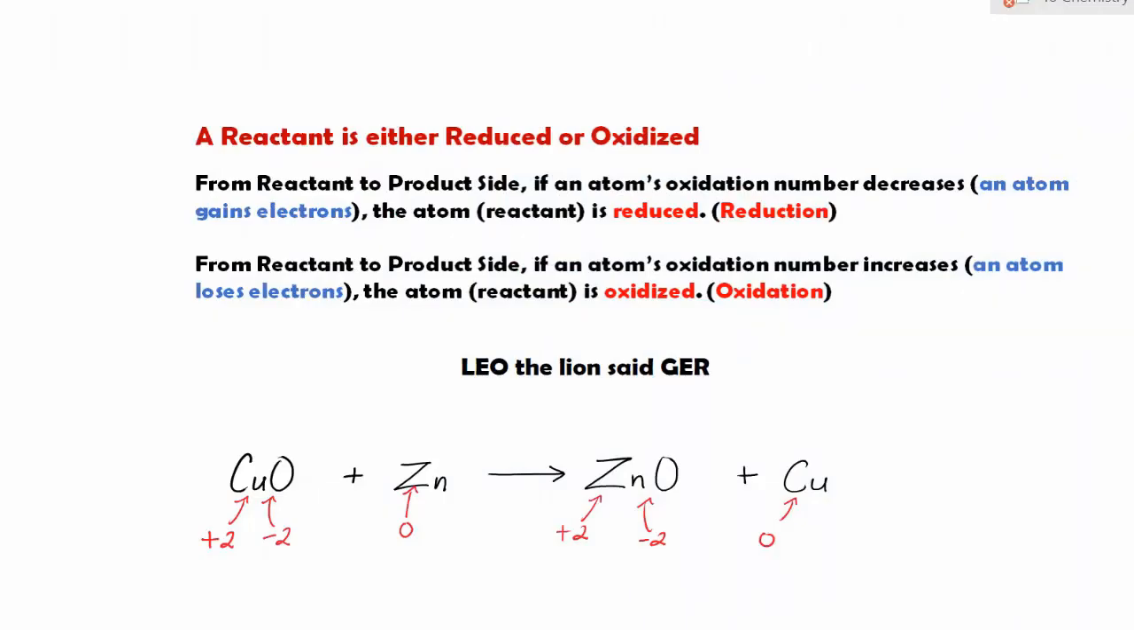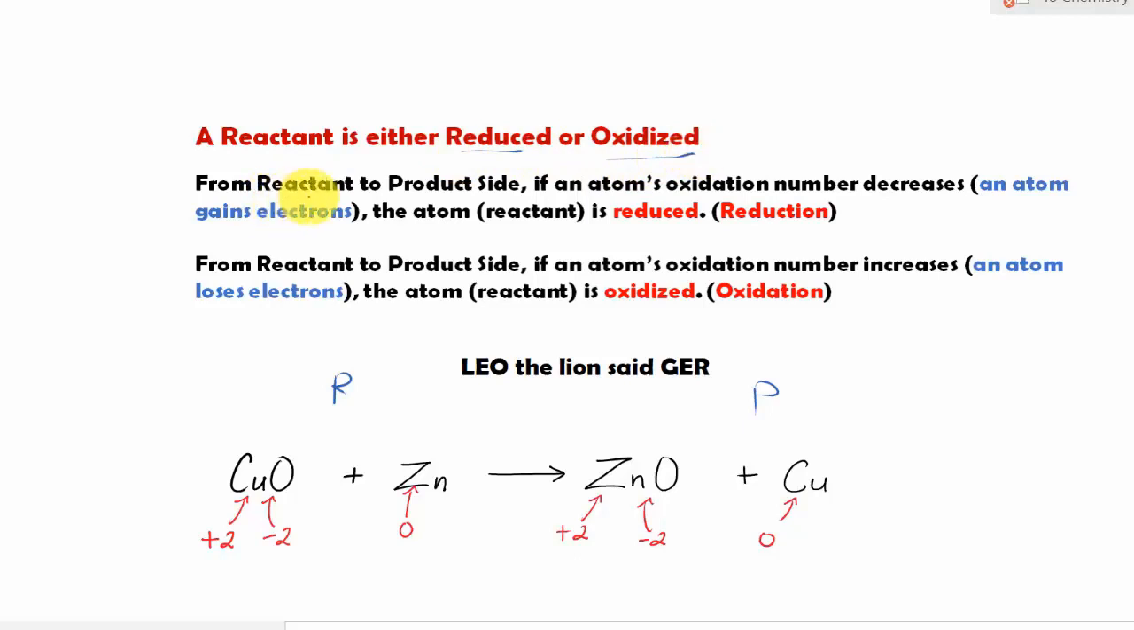In the last lesson, we talked about identifying the oxidation number of all the elements in a chemical formula. In this lesson, we are going to look at the changes from reactant to the product side. That is to say, if the reactant is either being reduced or oxidized. So how does that work?